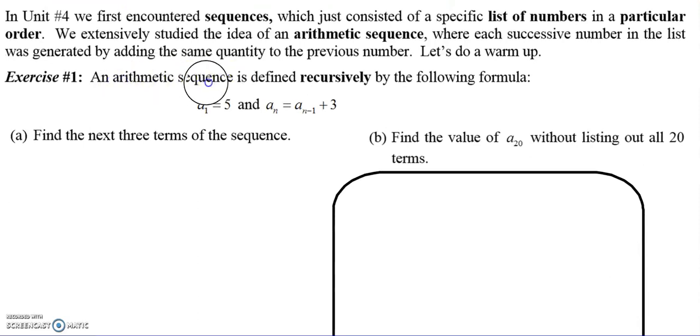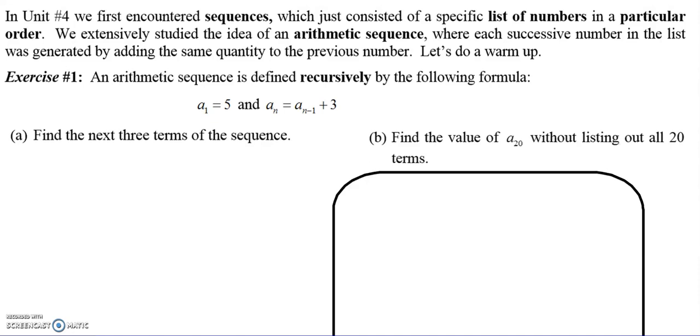So we have the arithmetic sequence defined by the recursive formula. Remember, it tells us the first term. The first term is 5. And then each term, what we do is we take the previous term. So we have n, and then the term before that would be n minus 1. Then we add 3 to it. It's that simple. So they want you to find the next 3 terms, so A2, A3, A4. So do that now and just do part A.